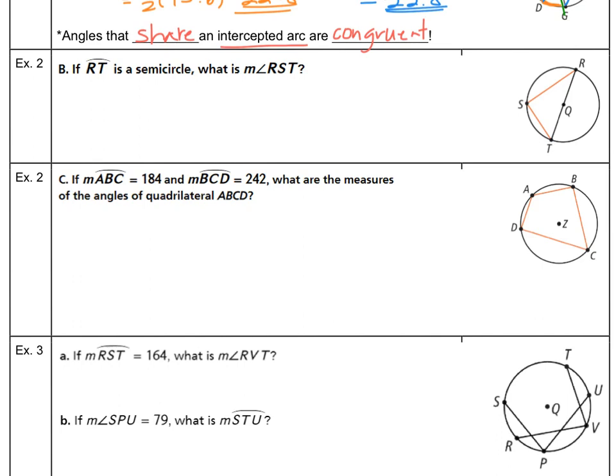Example 2b has an interesting component to it. If arc RT is a semicircle, what is the measure of angle RST? So let's underline semicircle. The rule for a semicircle is it always has the same measure. A semicircle, because it's halfway around, will always equal 180 degrees for the arc. And you'll know you have a semicircle because it's always when one of your sides for your inscribed angle is a diameter. So always with a diameter on these pictures. That's something that you can always conclude to be true.